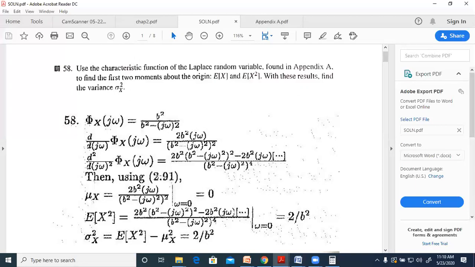Then using the equation which is 2.91, the mu x will be this value differentiated once with respect to omega, substituting omega equal to 0, so you'll get 0 itself. This quantity at omega equal to 0 will give you the mean. Similarly, E of x squared is this quantity at omega equal to 0, that will be 2 by b squared. And then the variance can be found as sigma x squared is equal to E of x squared minus mu x squared, which is equal to 2 by b squared.